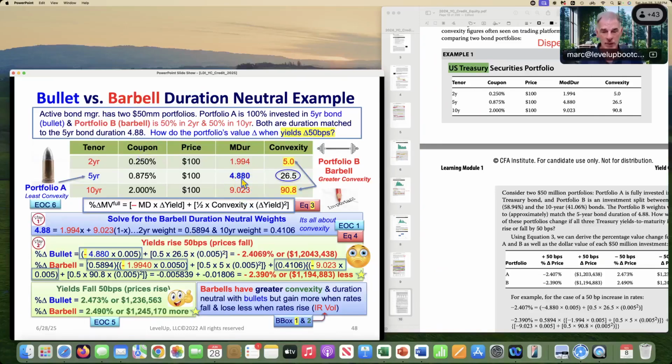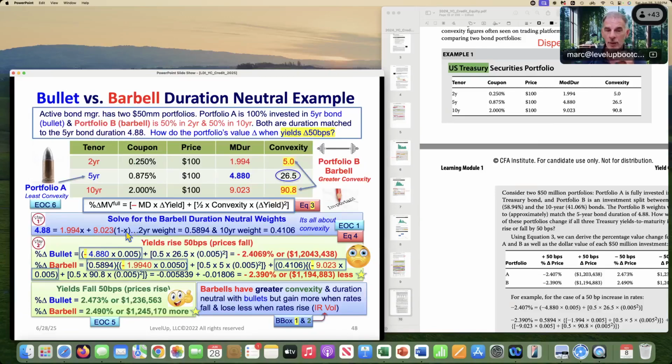What I need to do is figure out what are the weights on the 2 and the 10 to get a duration neutrality. Because what that does is it basically eliminates the duration component from our equation. So come down here, I have to do a linear approximation. I'm going to take the 4.88 on the 5-year duration and set it equal to 1.994, which is the 2-year duration times X, plus 9.023 times 1 minus X.